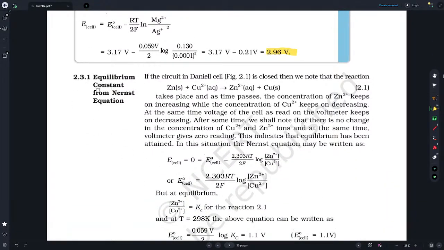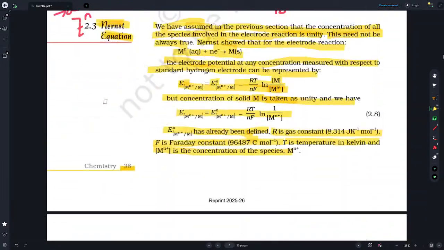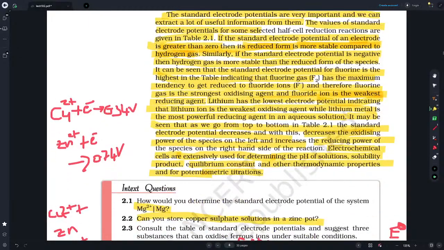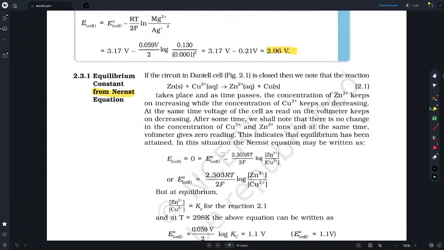Equilibrium constant from the Nernst equation we can derive. We saw in the earlier pages that electrochemical cells are extensively used for determining pH, solubility and equilibrium constant. That is the derivation we are going to do now: equilibrium constant from the Nernst equation.